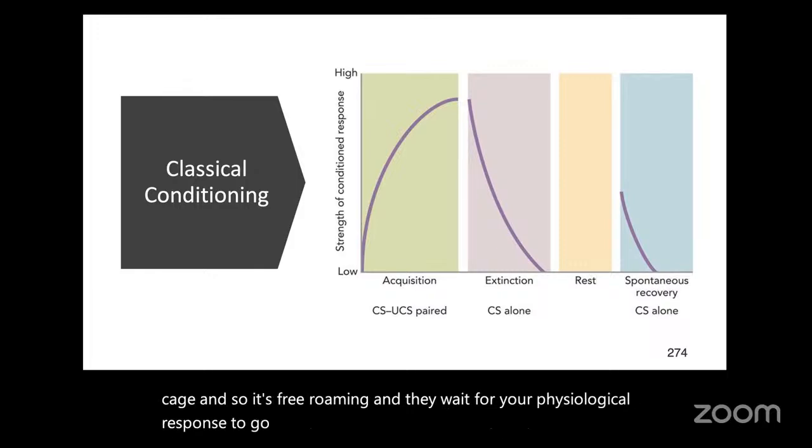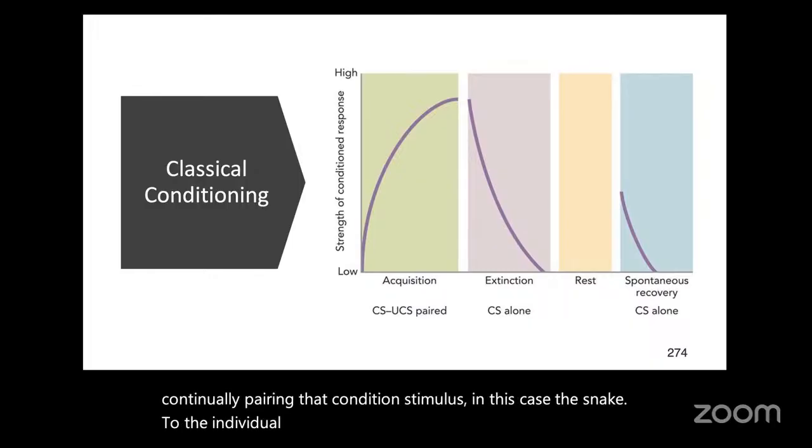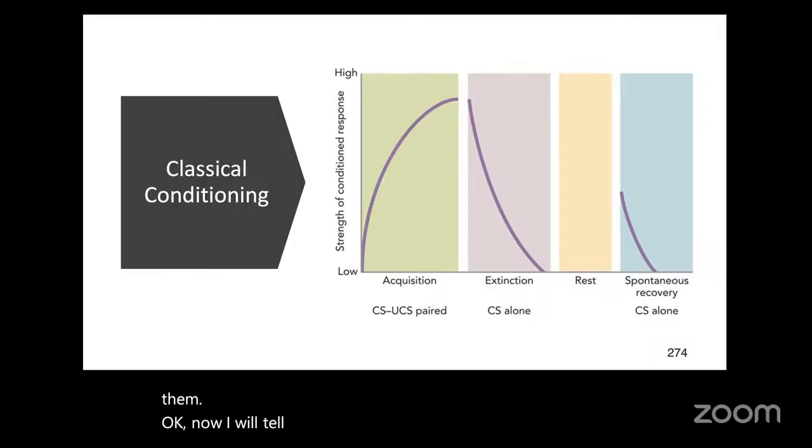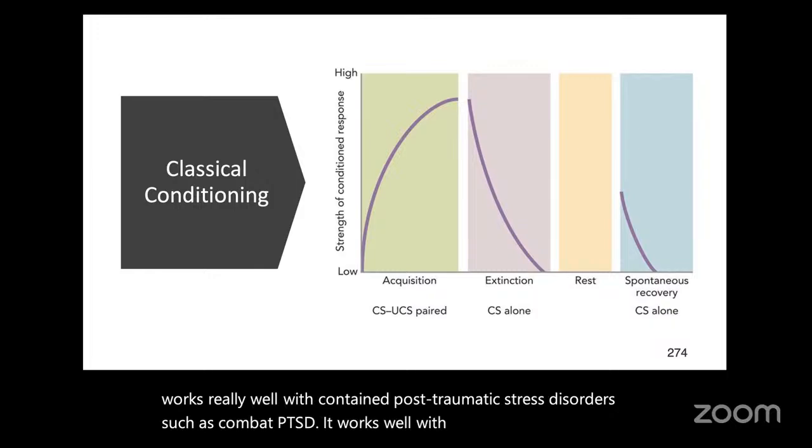Okay, that's the idea of extinction, is continually pairing that conditioned stimulus, in this case the snake, to the individual until they no longer have an anxiety response to them. Okay. Now I will tell you, this works really well with basic phobias. It works really well with contained post-traumatic stress disorders such as combat PTSD. It works well with acute trauma PTSD.